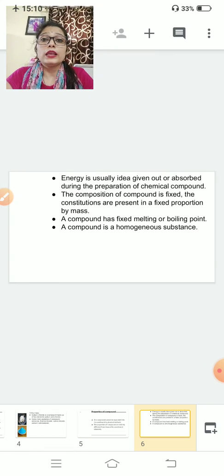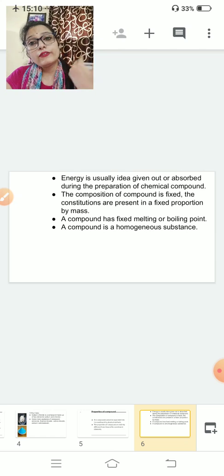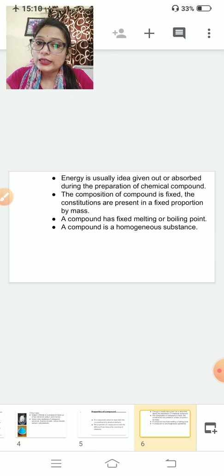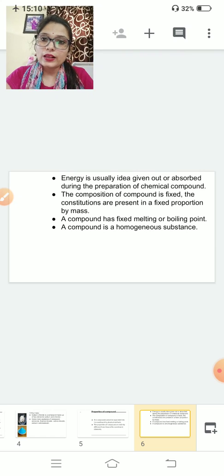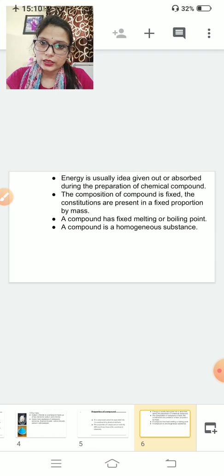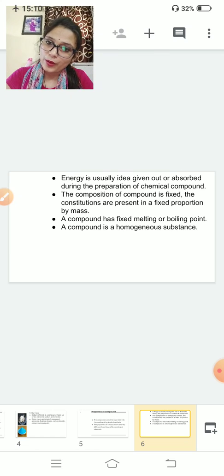Clear? Now, if the elements are chemically combined, either they will absorb heat or they will give out heat. Energy is usually either given out or absorbed during the preparation of a chemical compound. If you are preparing any type of chemical compound, either heat will be absorbed or heat will evolve. Either heat will be released or heat will be absorbed. Clear?